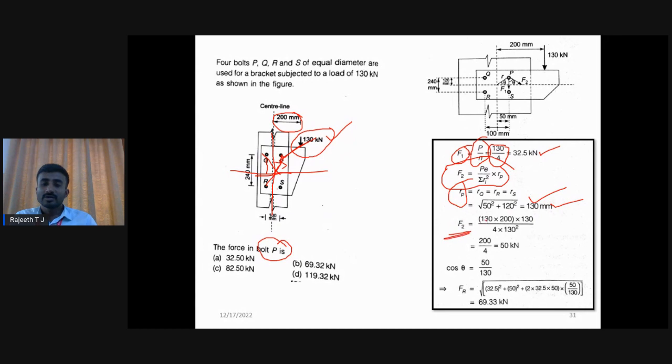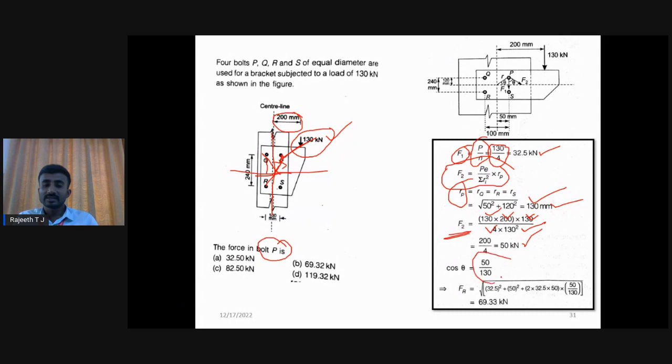Whereas what is F2? We know the formula: P into E into R divided by sigma R square. Sigma R square is nothing but x square plus y square, which gives 130 square for each bolt, since they are all located at the same distance from the center, where 4 is the number of bolts here. So P is 130, E is 200, and the R value is 130. If we substitute, we get F2 as 50 kilonewton.